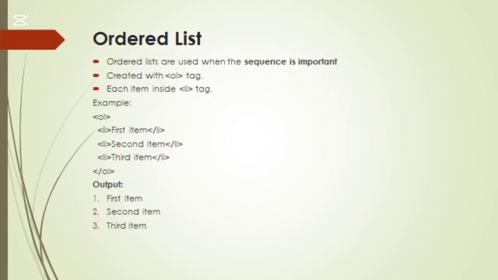Next is the ordered list. Ordered lists are used when the sequence is important. Imagine a recipe. Step 1, boil water. Step 2, add pasta. Step 3, cook for 10 minutes. If we change the order, the recipe will not work. In HTML, we use OL for ordered list and LI for each step. Look at the example with output. This will display items with numbers 1, 2 and 3.